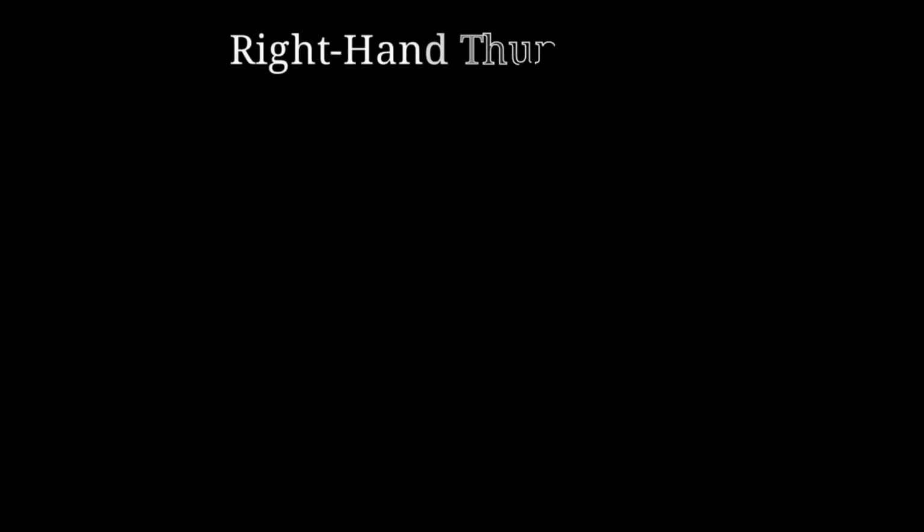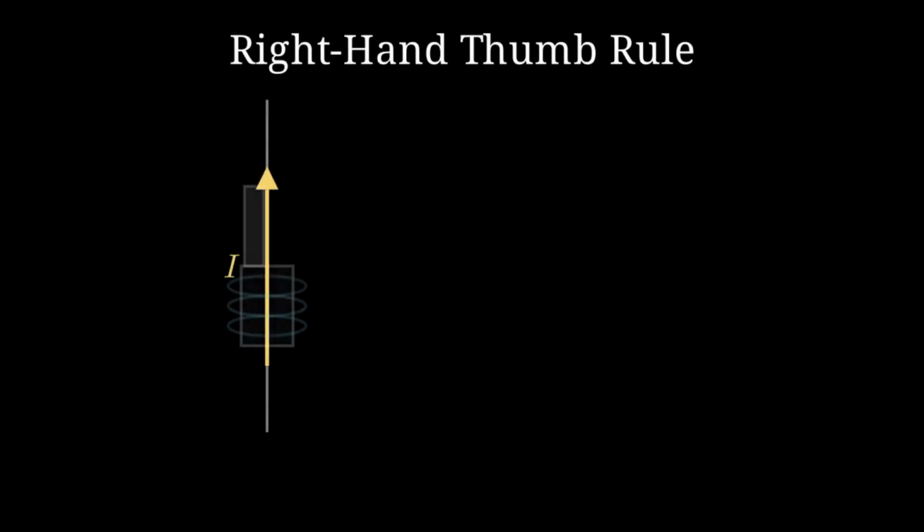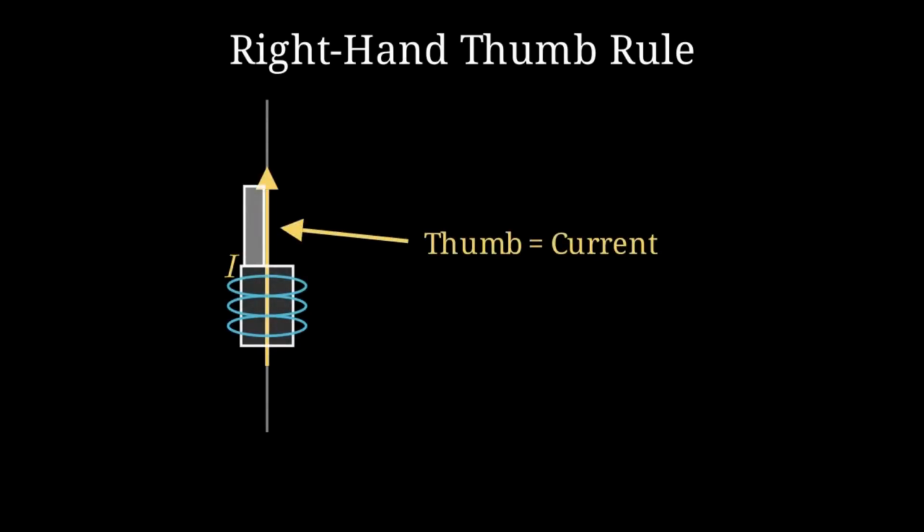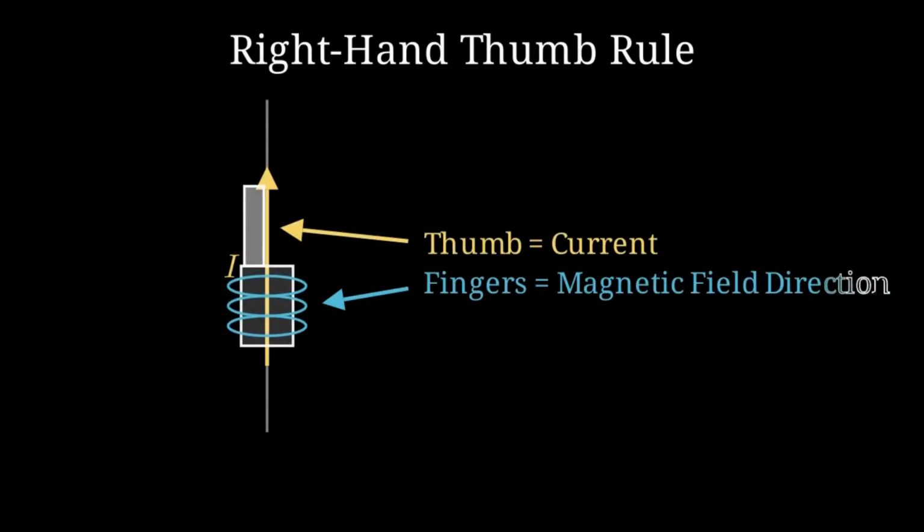To determine the direction of this field, use the right-hand thumb rule. Point your thumb in the direction of the current, your curling fingers show the direction the magnetic field lines circulate.